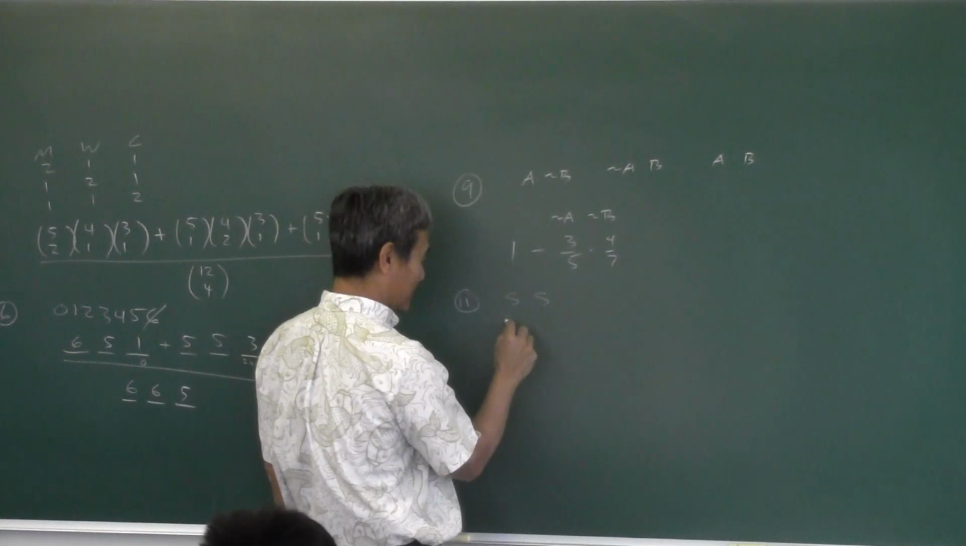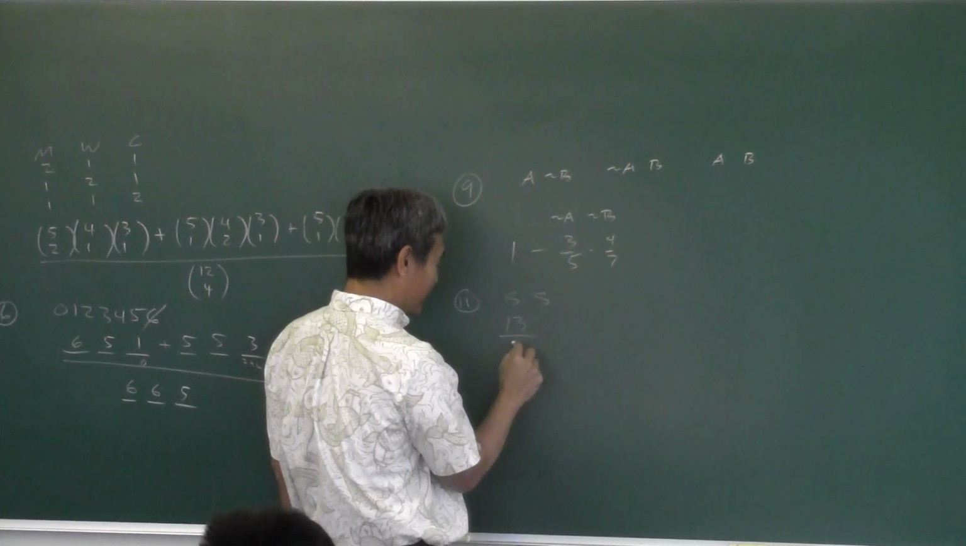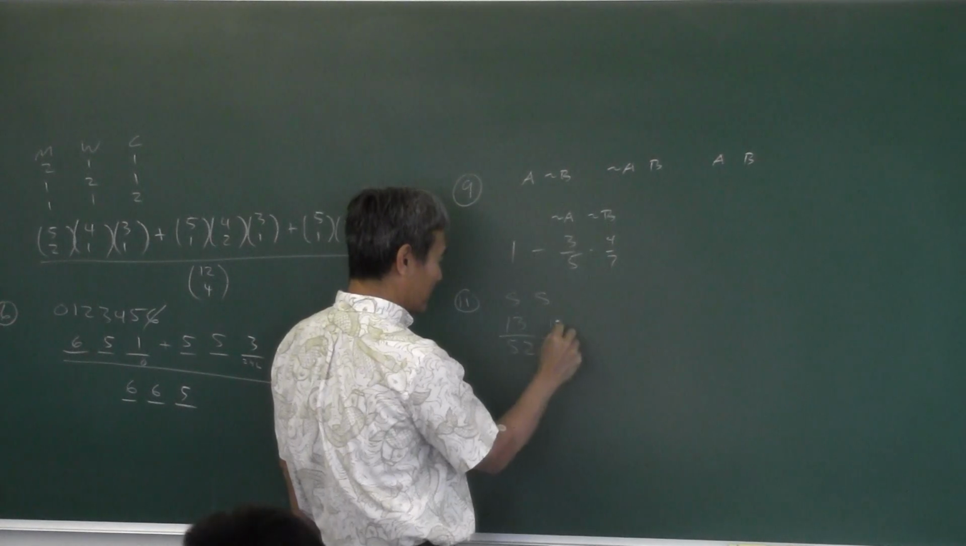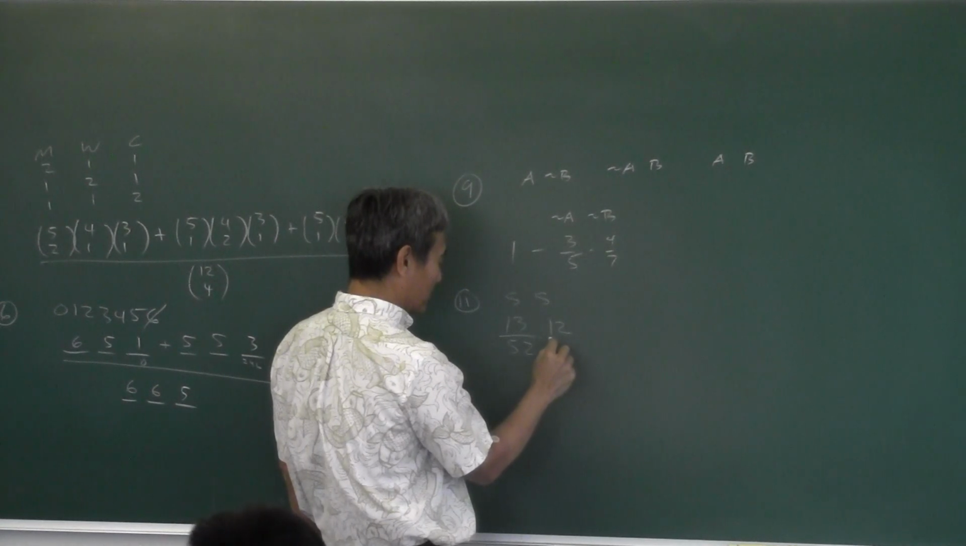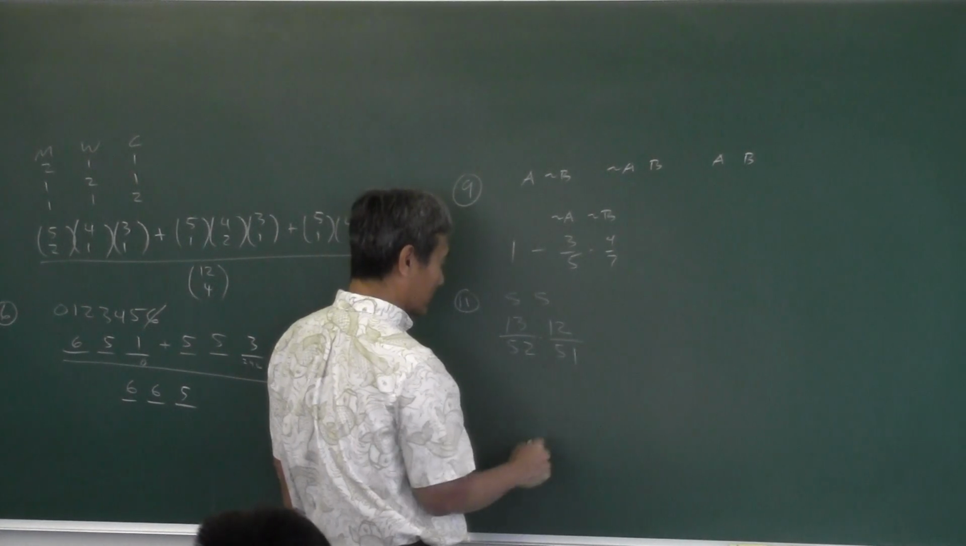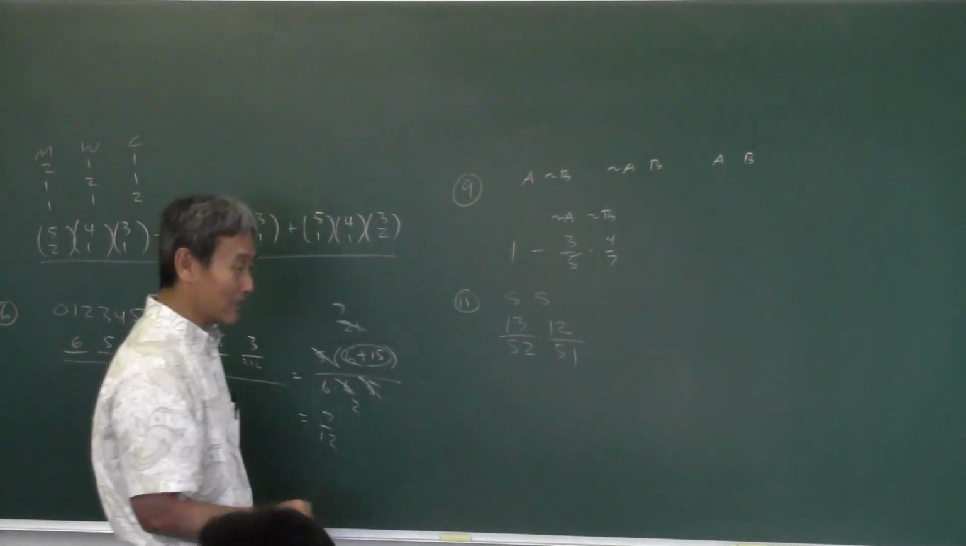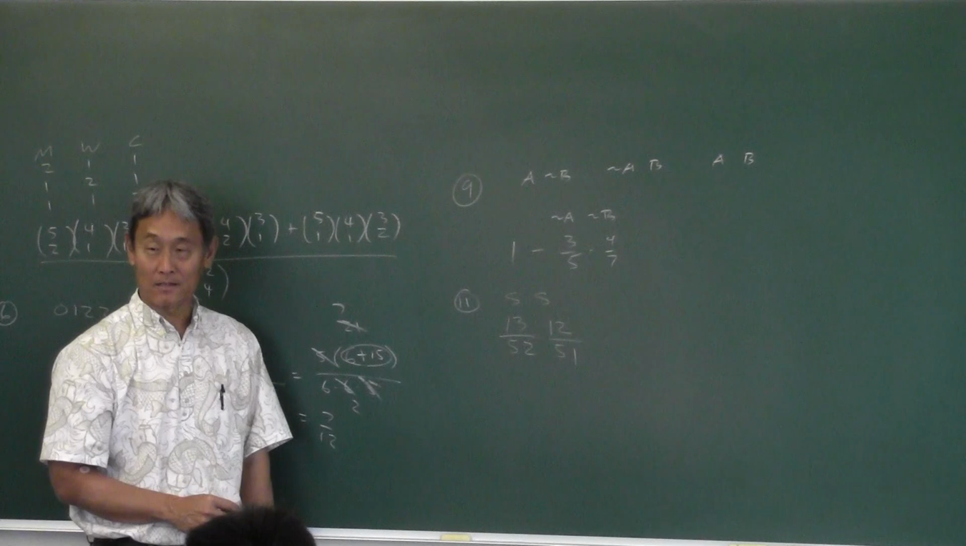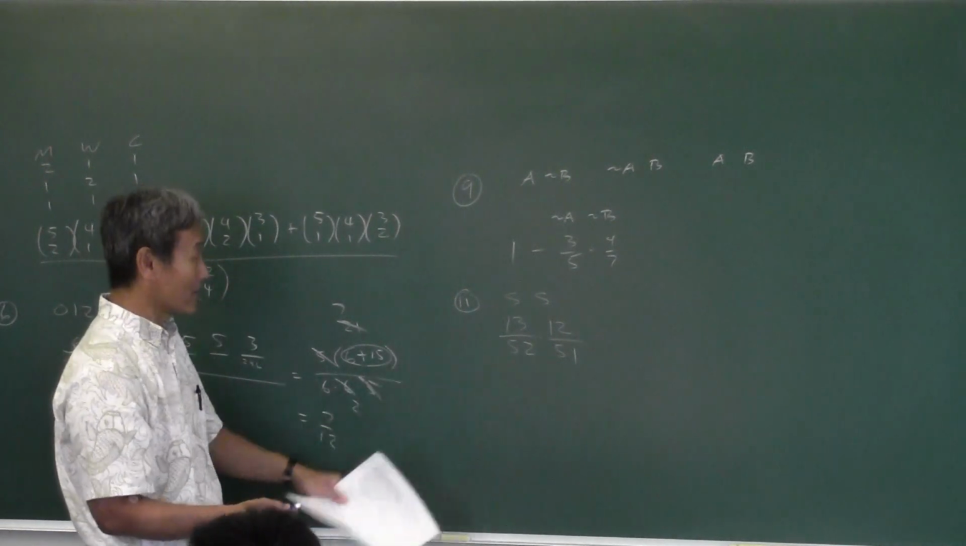Spade on the first: 13 out of 52. And then another spade: 12 out of 51. There's 13 spades in the deck. And is that the only order you can get 2 spades in? Spade on the first, spade on the second? Yes. So that's your answer.